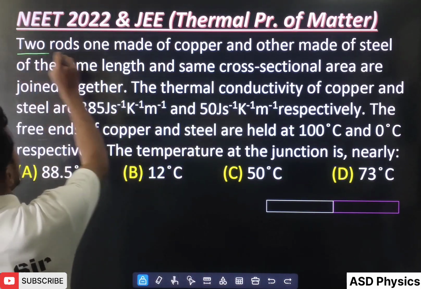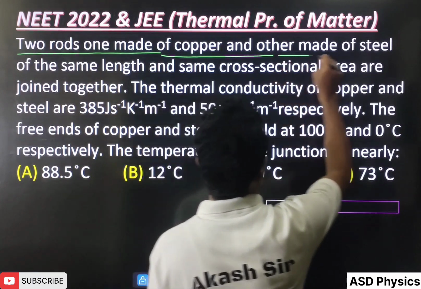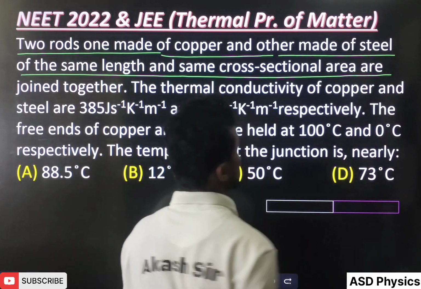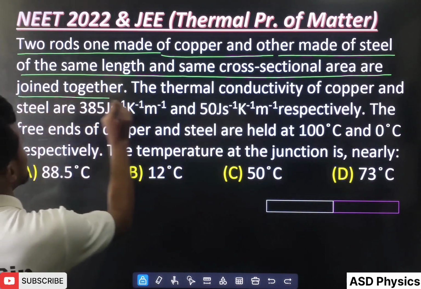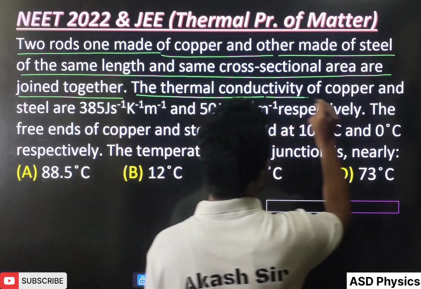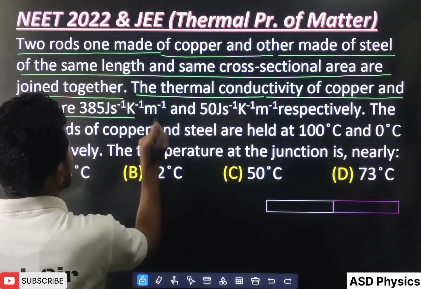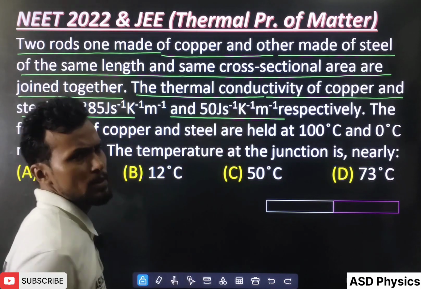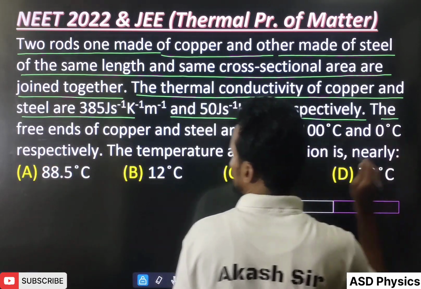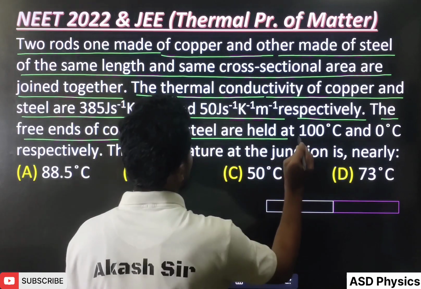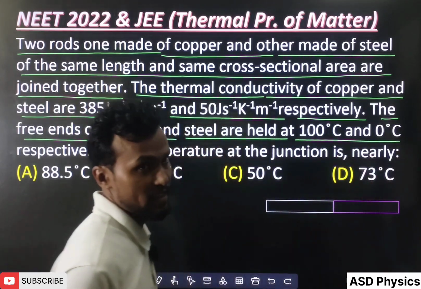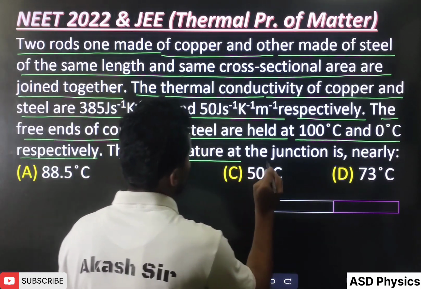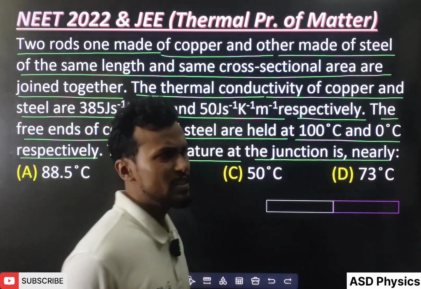The question is: two rods, one made of copper and the other made of steel, of the same length and the same cross-sectional area, are joined together. The thermal conductivities of copper and steel are given in joule second inverse Kelvin inverse meter inverse respectively. The free ends of copper and steel are held at 100 degrees Celsius and 0 degrees Celsius respectively. What they are asking is, the temperature at the junction is nearly how much?